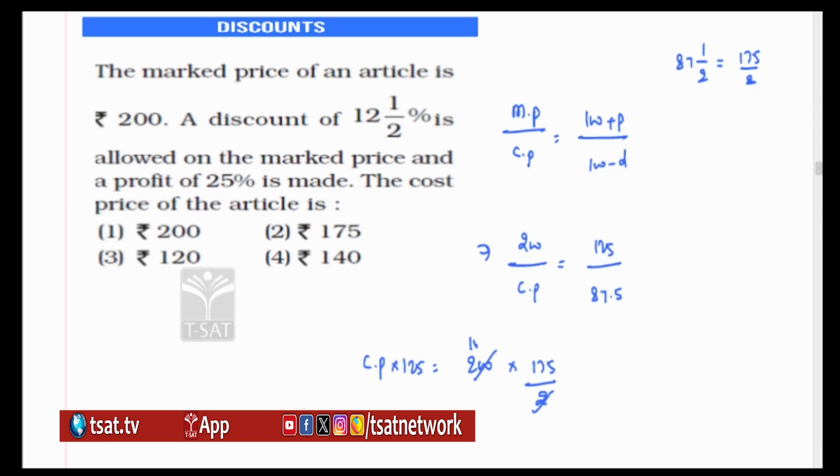25 5s are 125, 25 7s are 175. So 700 by 5 gives you 140. So CP is equal to 140. In this way also you can find it out.